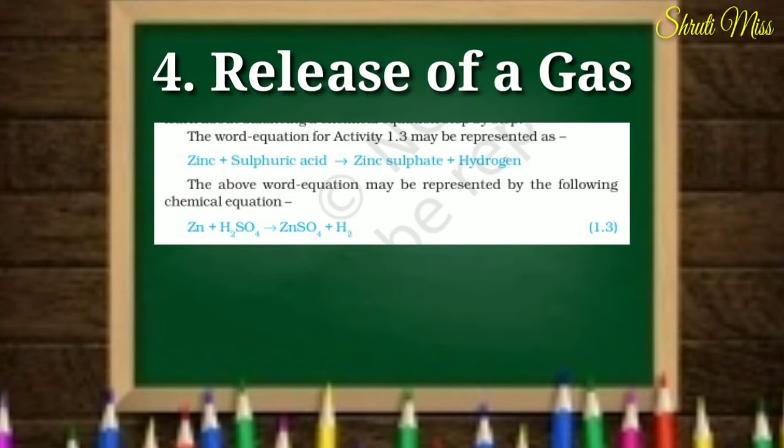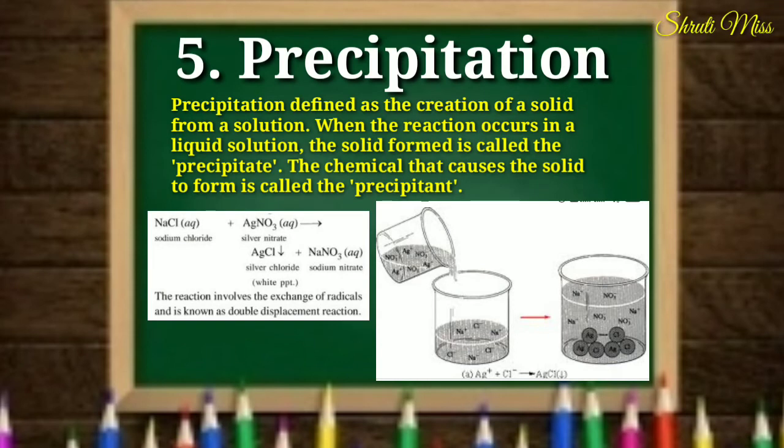Now the next characteristic is precipitation. Precipitation is defined as the creation of a solid from a solution. When the reaction occurs in a liquid solution, the solid form is called the precipitate, while the chemical that causes the solid to form is called the precipitant.